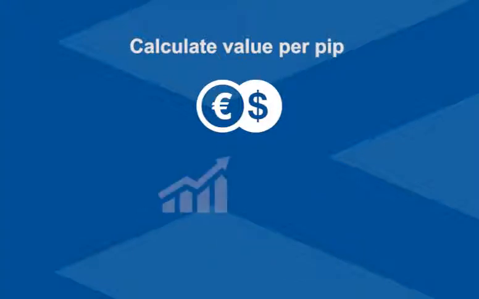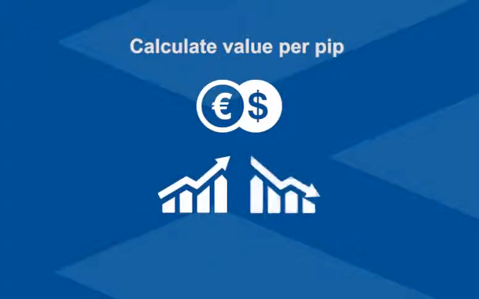Knowing pip value is useful as you know how much you stand to lose or gain per pip depending on the size of your order. This influences your stop losses and take profits and helps you make decisions whether to buy or sell.